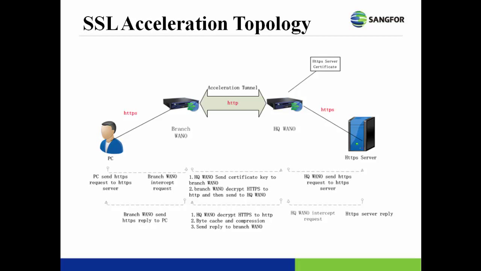This is how SSL acceleration works in a user environment. The client requests the service from the HTTPS server and passes it to the WANO. The branch WANO identifies it as SSL encrypted traffic and requests the server certificate from the HQ WANO. After the branch WANO gets the certificate, it will be able to decrypt the SSL content and establish the acceleration tunnel. Once the traffic reaches the HQ WANO, it is encrypted again before sending the request to the HTTPS server, so the HTTPS request is made successfully and the acceleration is achieved at the same time.